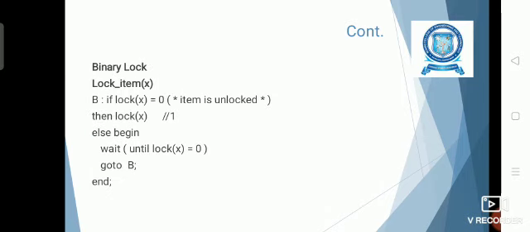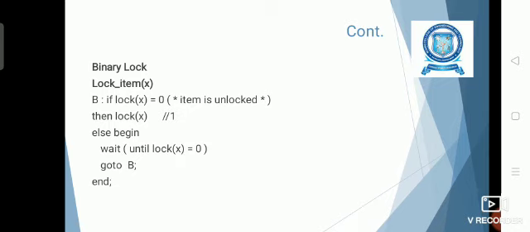Now we shall look at a small piece of code for the locking process. Lock item of X. To lock an item X, a transaction will first check the previous status of X: if lock of X equal to 0, meaning previously the item is in unlocked state, then only the transaction will execute the function lock of X. Then only can the transaction do the operation on the data item X.